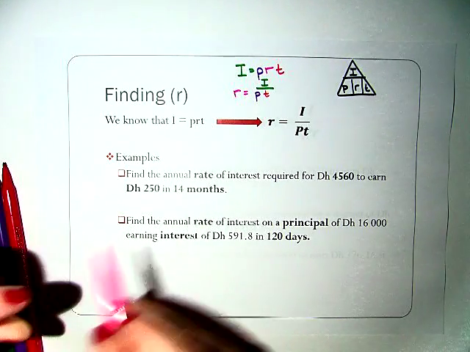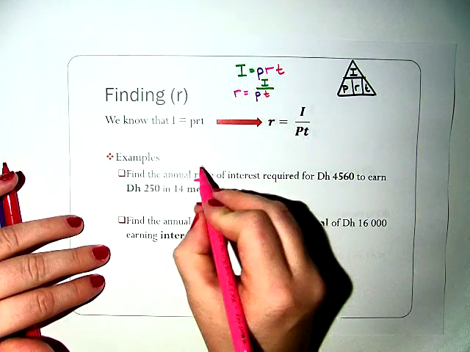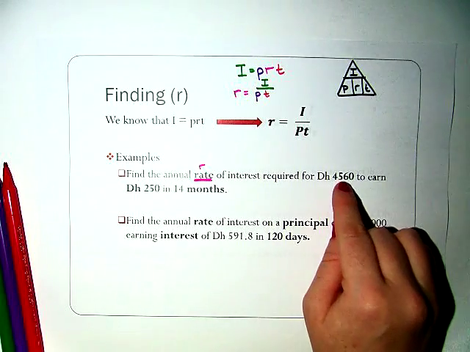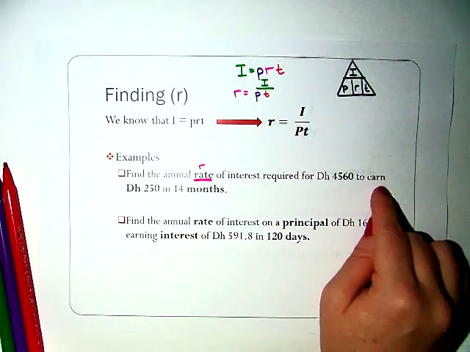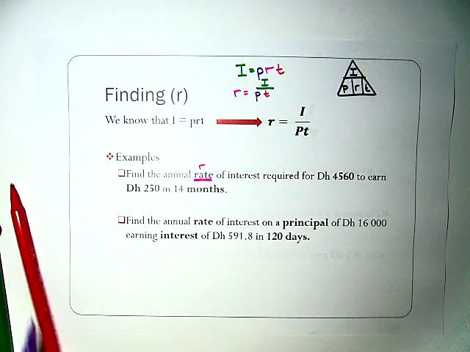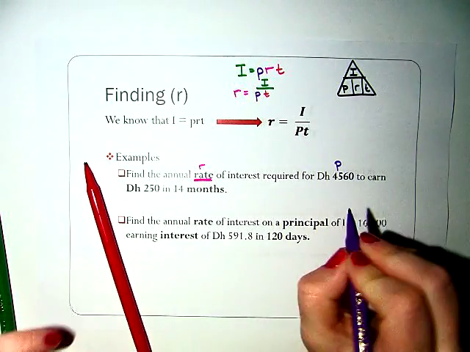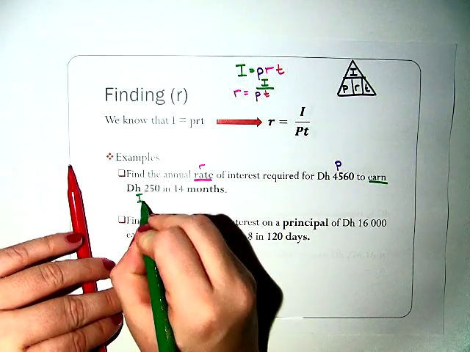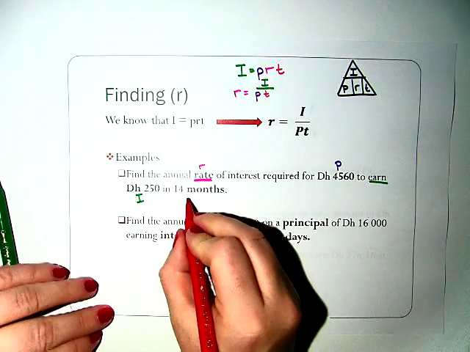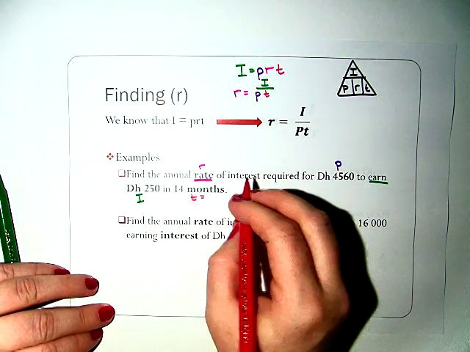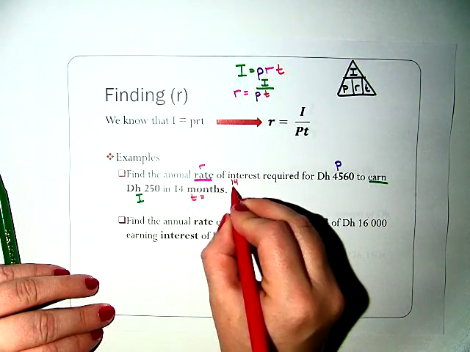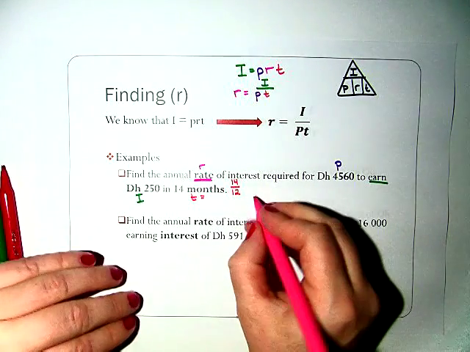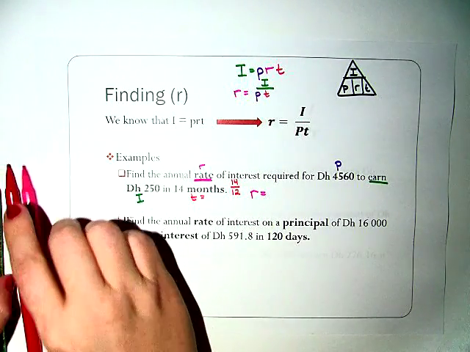Find the annual rate of interest. Rate is a key word, we're looking for R, required for 4,560 dirhams to earn. Okay, so that means that this 4,560 is my principal, because when it uses that keyword earn 250, that's my I, in 14 months. Okay, that's my time, but instead of putting 14 months, I'm going to put 14 divided by 12, because there are 12 months in a year.